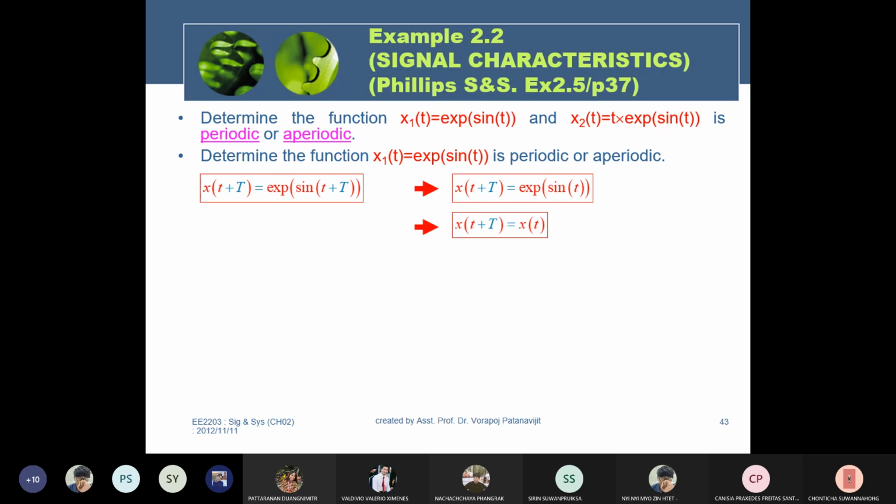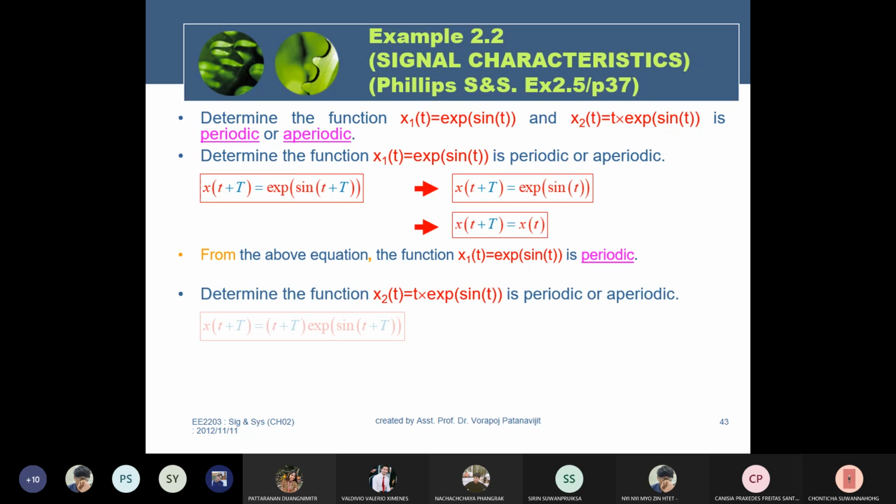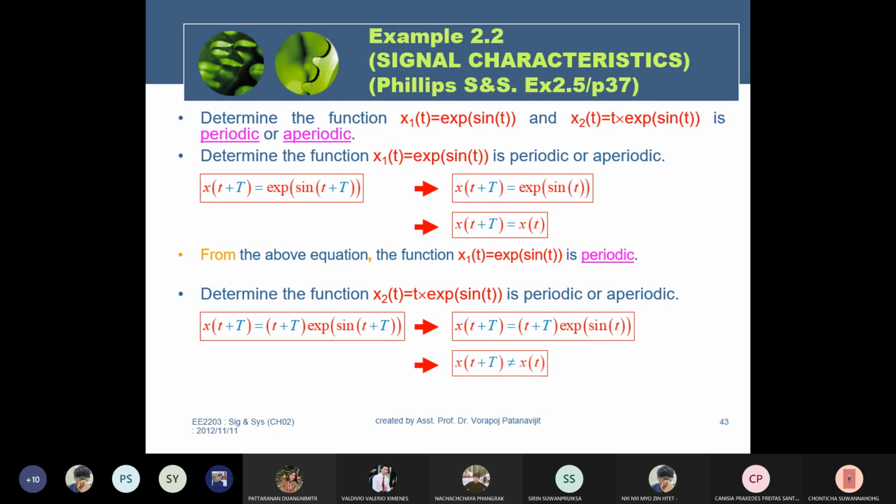Okay? But in another case, very close, okay? You can conclude that x1 is periodic. But the second one is here. Okay? When you shift them, remember that you shift every t with capital T. Okay? Here is t plus capital T. For here, sin t, yes, this term, you can simplify that to be sin t, right? Because it is a periodic sine.